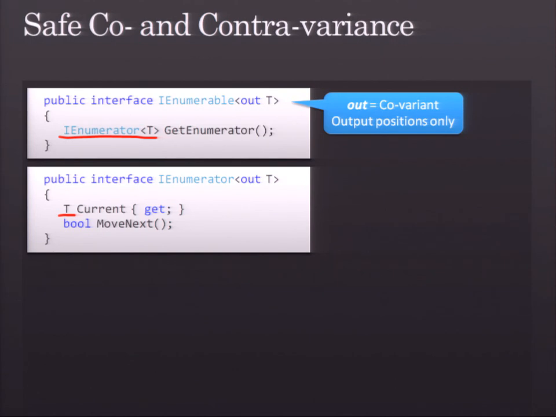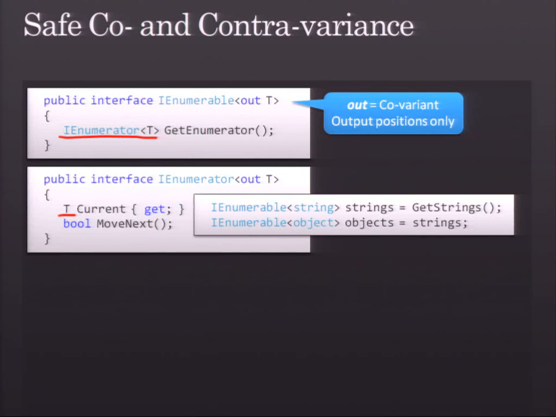Now, because T is restricted to output positions, it now becomes safe to write code. Yeah? That restriction to output positions, is that a compiler restriction or is that a CLR restriction? It is both. Yes. So we mark it in metadata with a bit that says covariant, and the verifier will verify, and the compiler will also check.